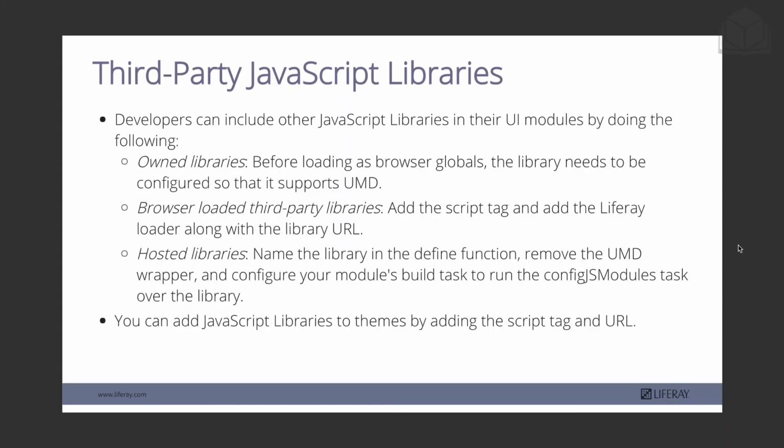There are 3 things that we can do here. We can add owned libraries, browser-loaded third-party libraries, as well as hosted libraries. You can see the ways in which you can do this here. For those of you who are interested in doing this, we're not going to go into too much detail because we're just going to use some semantic JavaScript for our examples. But there is more documentation on this as well, so you can take a look at our documentation on how to add third-party JavaScript libraries.